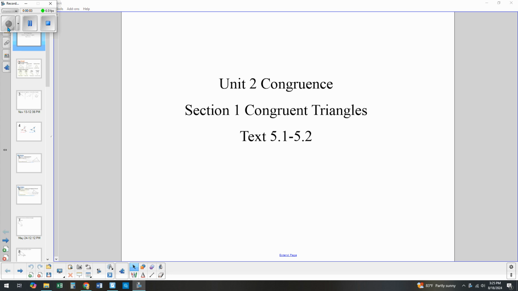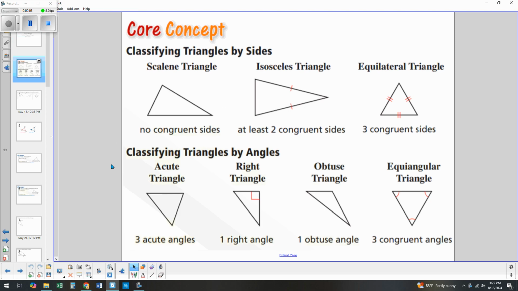This is lesson 5.1 and 5.2. We're going to be talking about triangles. So first we're going to talk about the triangle classifications. Triangles can be classified or named by their sides and by their angles.